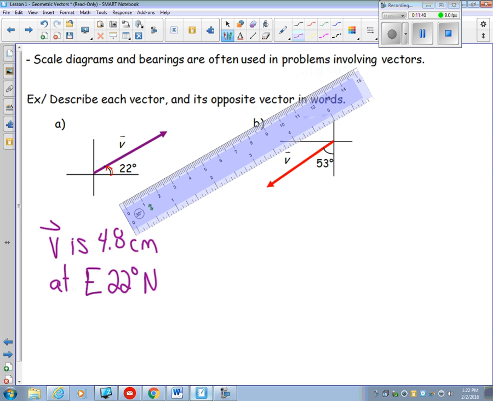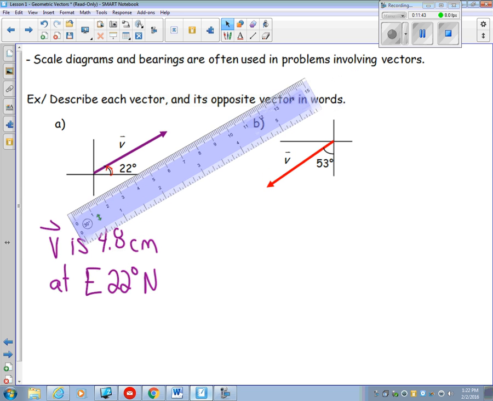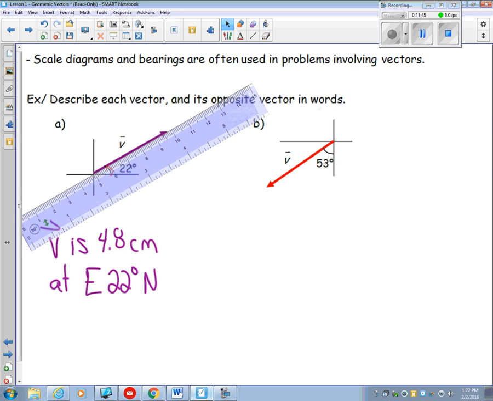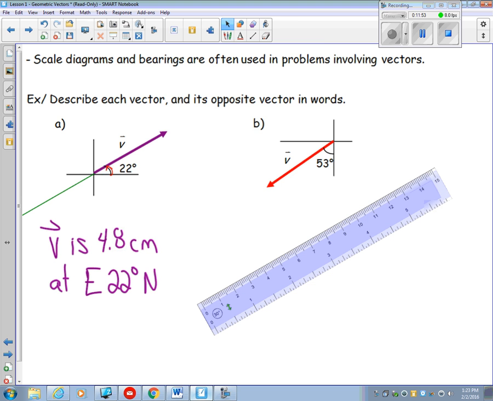Now its opposite vector looks exactly the same, but it goes in the opposite direction. So if I were to draw that out, it would be going this way, right? So what would the difference here be? Well, this is still 22. Let's call this one U, just so we can tell them apart. So U is still 4.8 centimeters, right? The magnitude doesn't change, just the direction does. So instead of going east 22 north, I would be going west 22 to the south, the complete opposite direction.